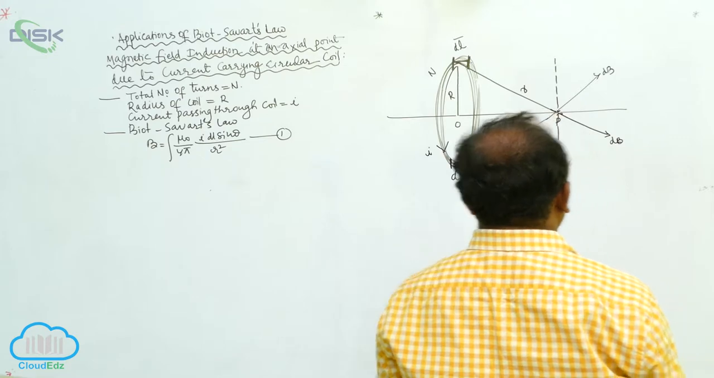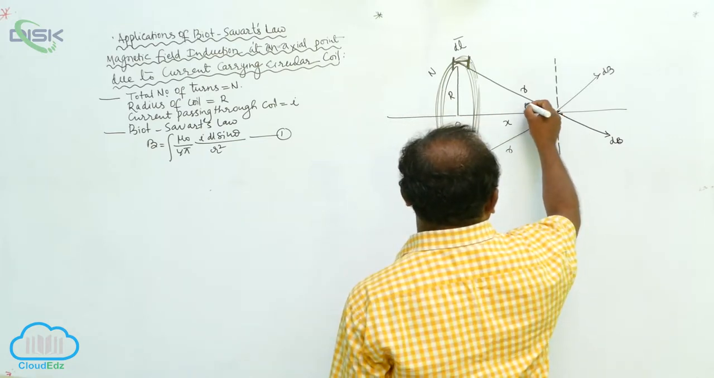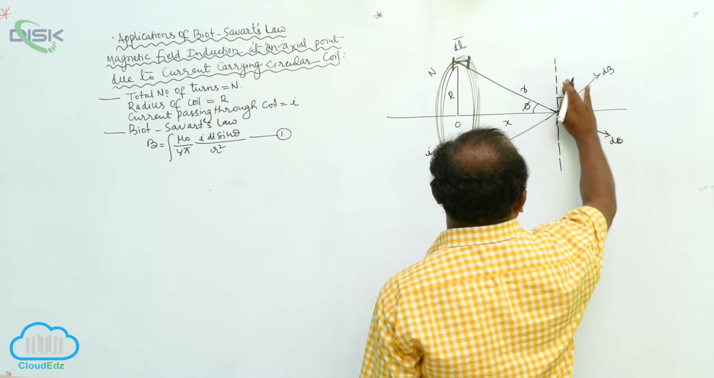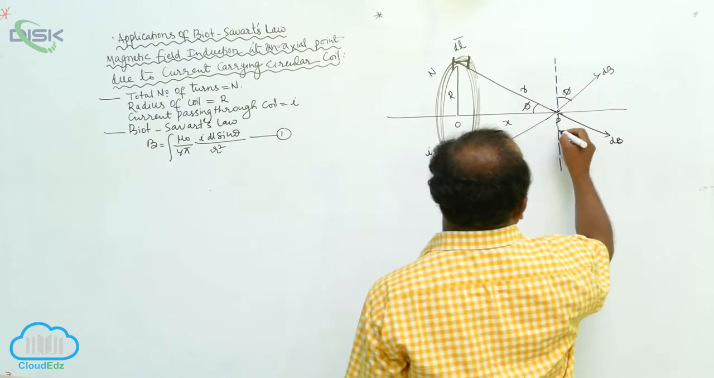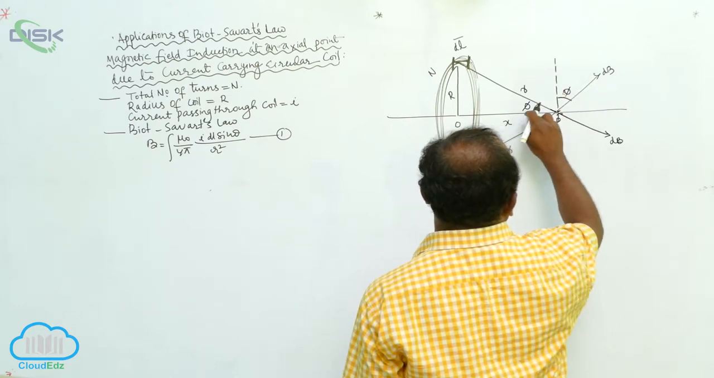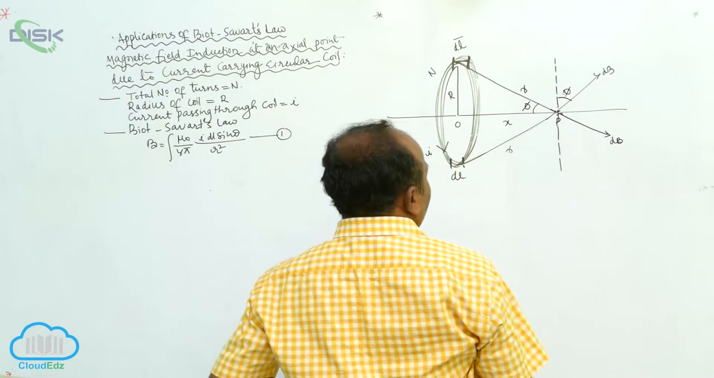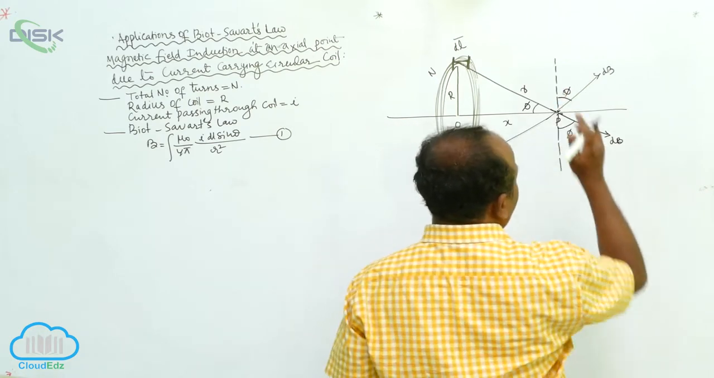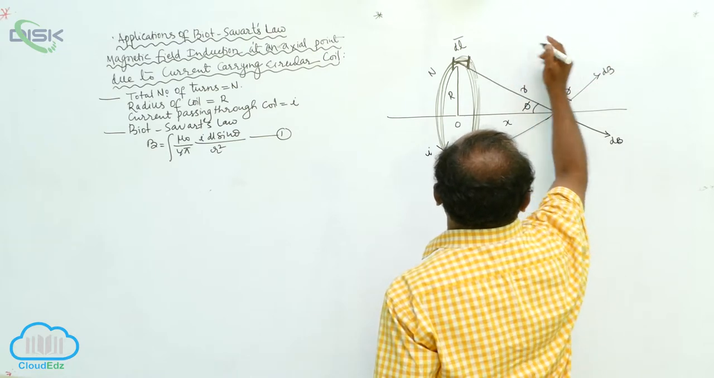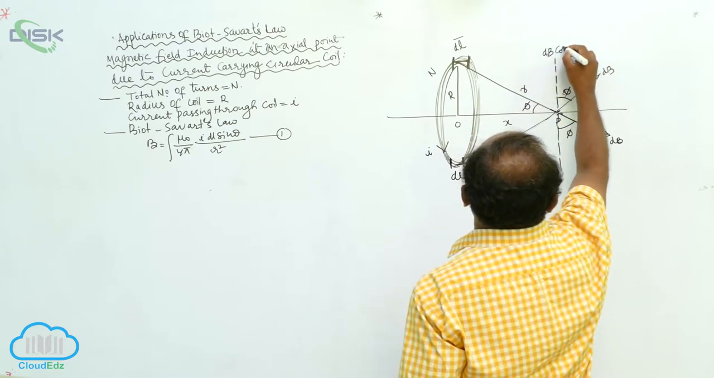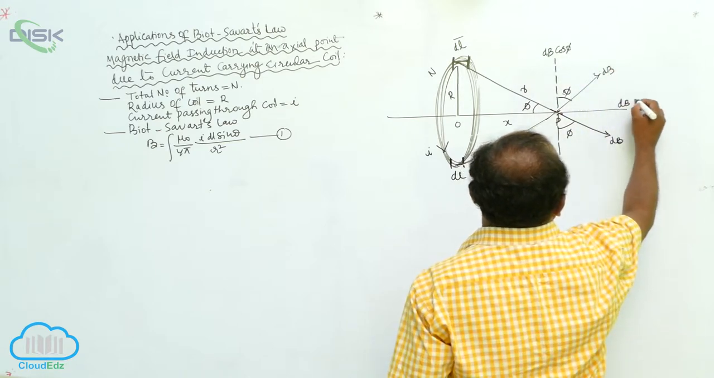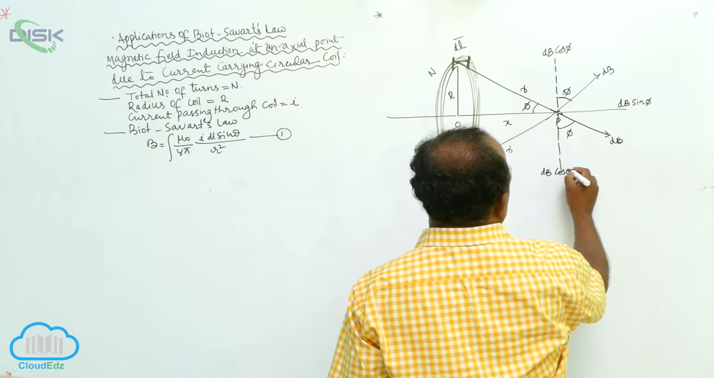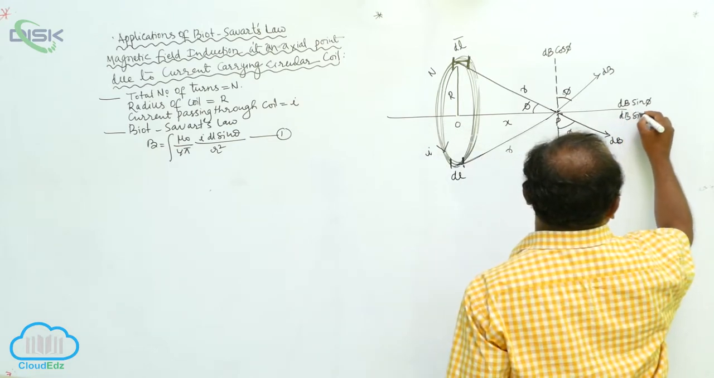Now in this case, if this is the angle phi, then this is also phi, and this is also phi, with respect to this one. Now dB is resolved into two components: dB cos phi and dB sin phi. Here is dB cos phi, and this is also dB sin phi.